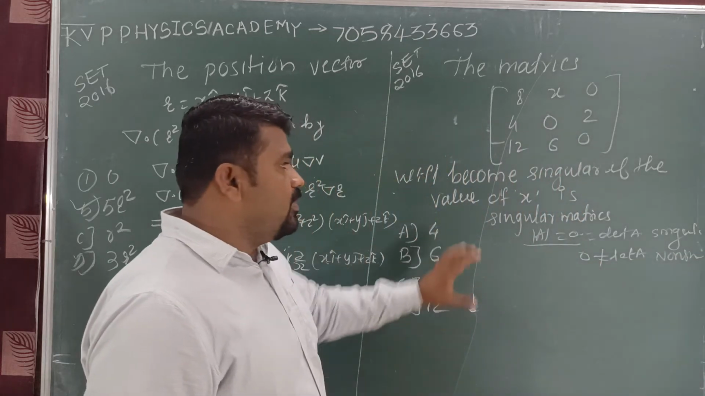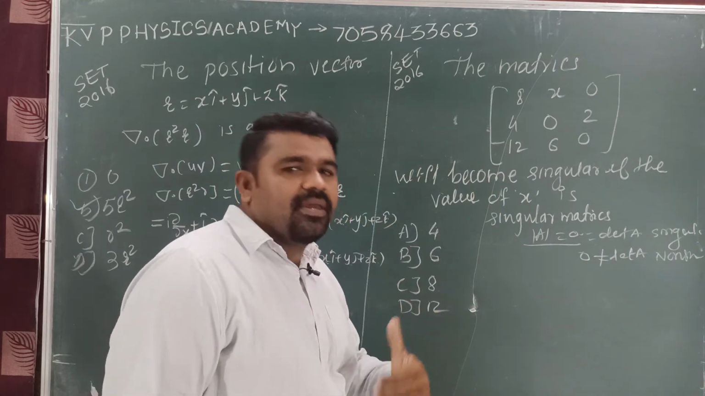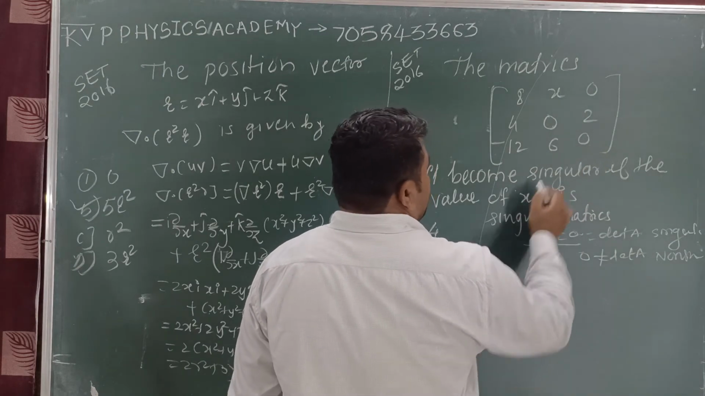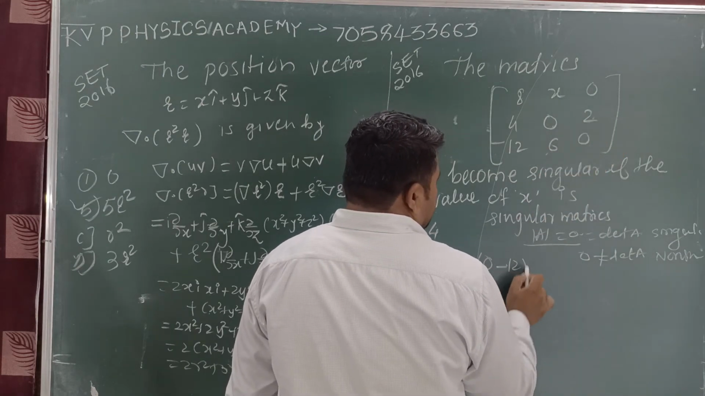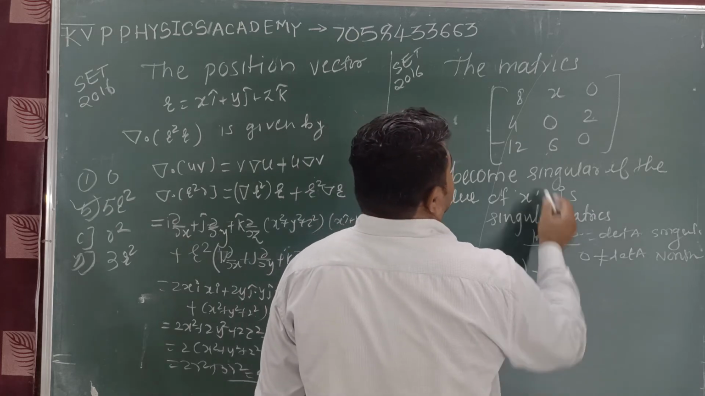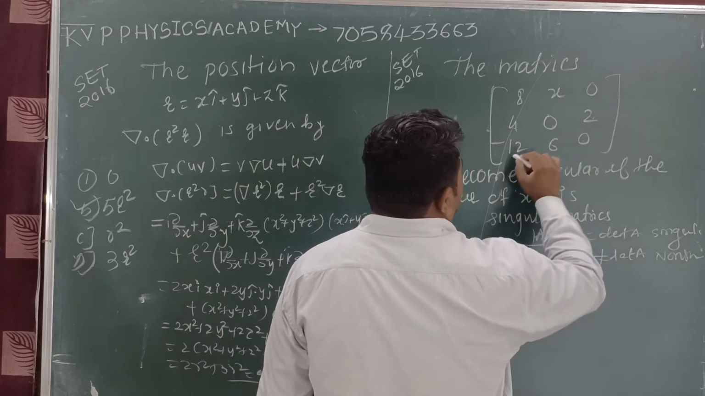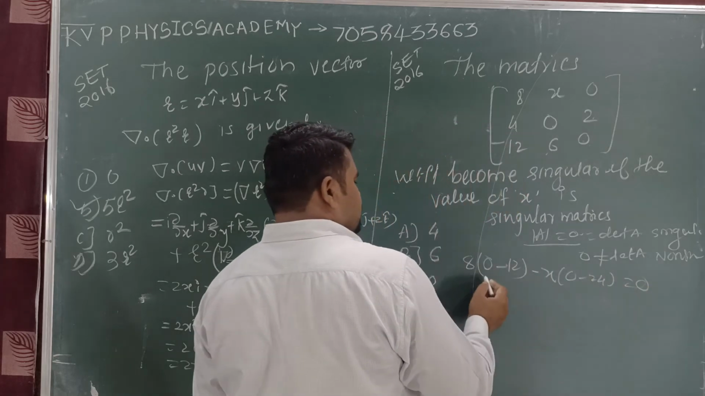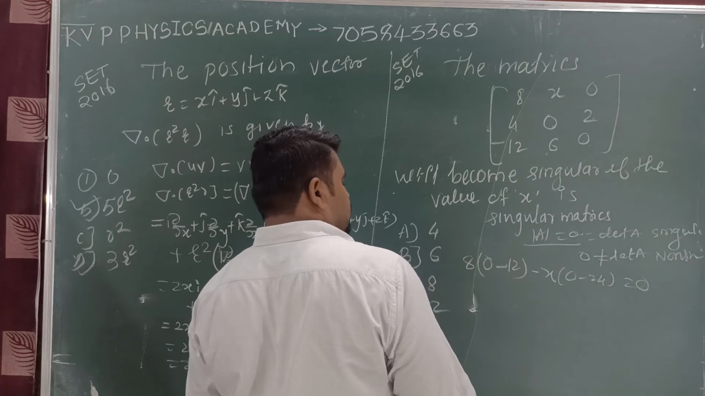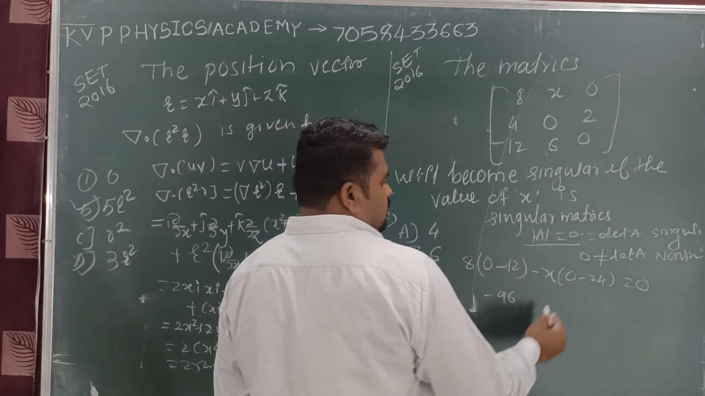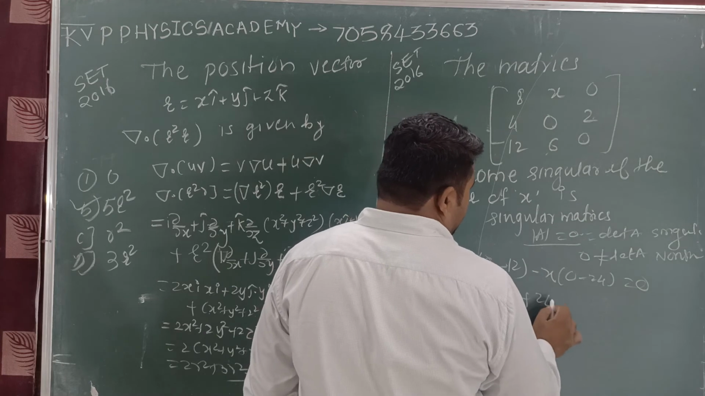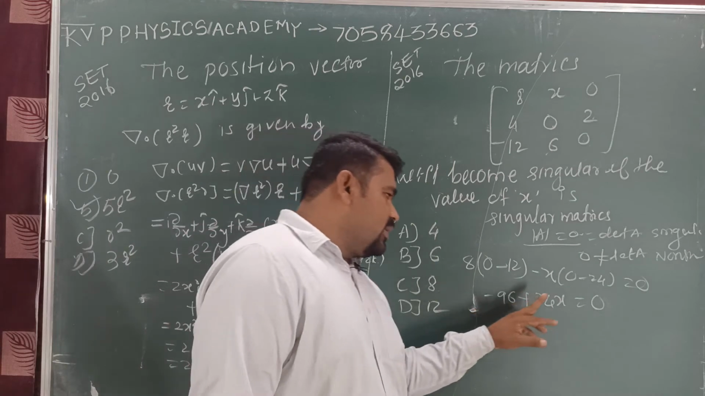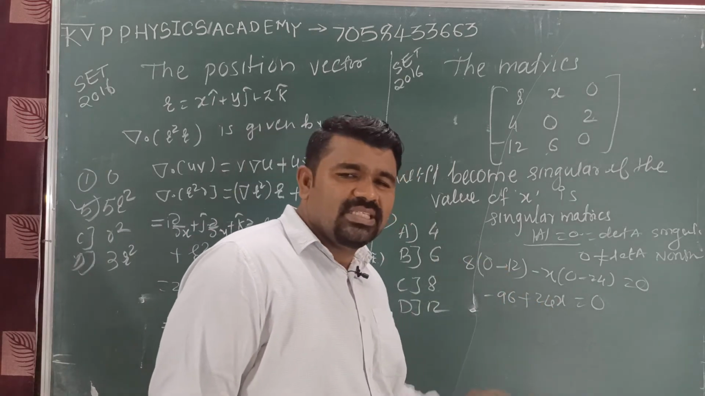Got it? Now, here they are given singular. What value of x makes this singular? Take 8 into 0, 0. Minus 6 into 2, 12, minus 12. Minus, second one, x. 4 into 0, 0. 2 into 12, minus 24. Bracket complete is equal to 0. Multiplied inside, 8 into 12, minus 96. Minus becomes plus. 24x is equal to how much? 0. 24x is equal to 0. Okay. Means we can substitute what value of x? This equation becomes 0.